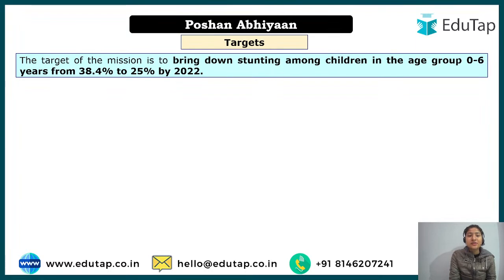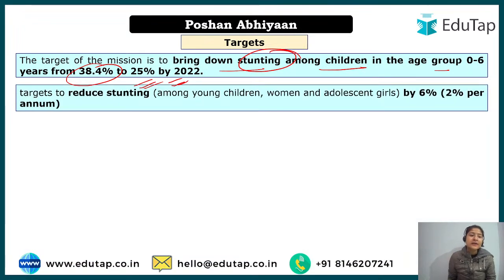Okay. Targets. Because these are data, it is very important to remember them. The target of the mission is to bring down stunting among children. Stunting means the physical growth is not up to the mark, in the age group of 0 to 6 years, from 38.4% to 25% by 2022. So this was the target: to reduce stunting to 25% by 2022. Target to reduce stunting among young children, women and adolescent girls by 6%. So overall 6% by 2022, but 2% per annum.